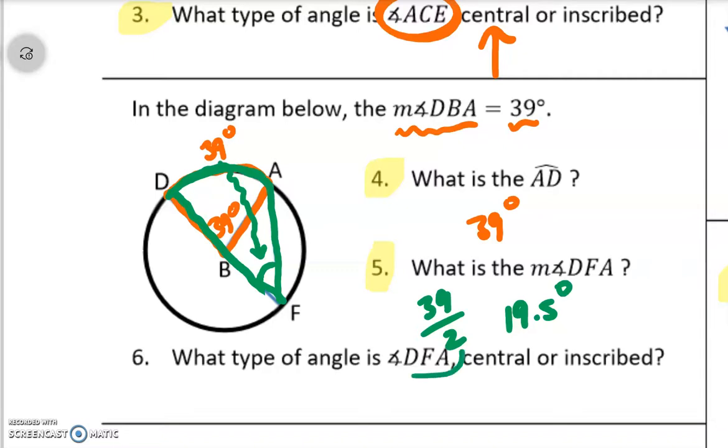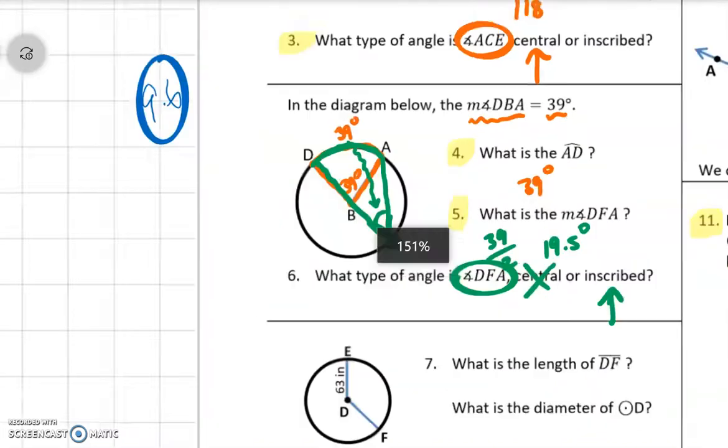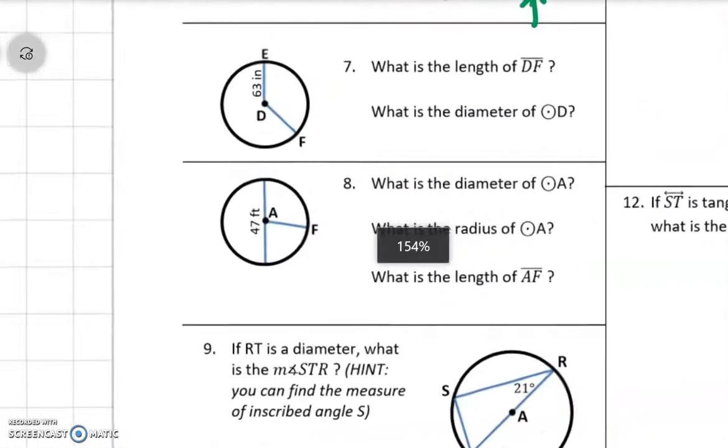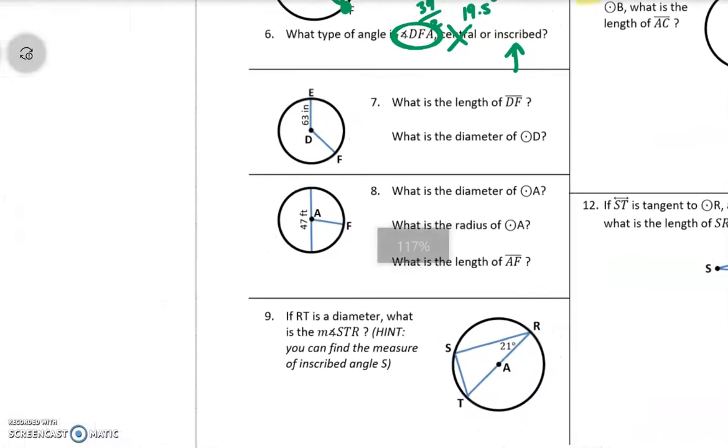What type of angle is angle DFA? It is not central. It is definitely inscribed because it's on the circle, right? On the circle. Okay, moving along. I'm hoping that you guys can answer the questions about radiuses and diameter there.